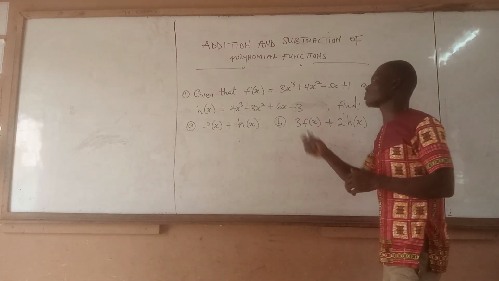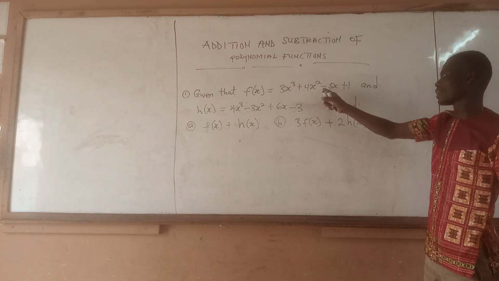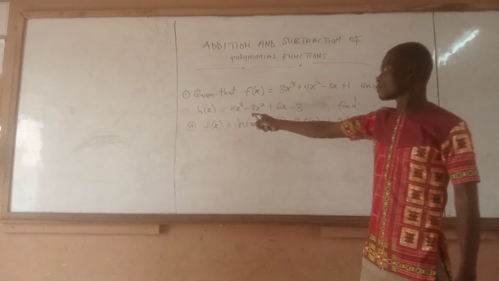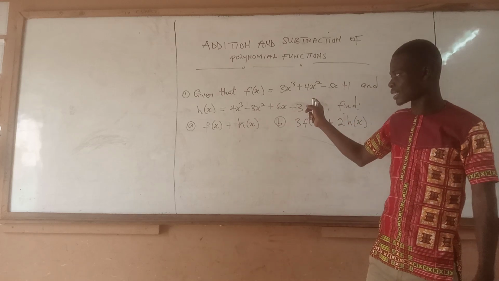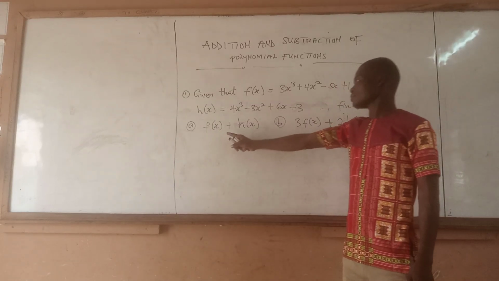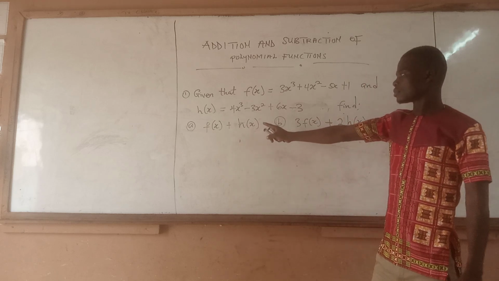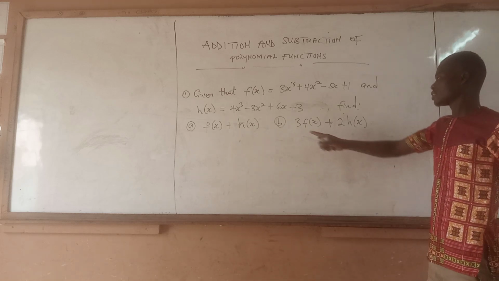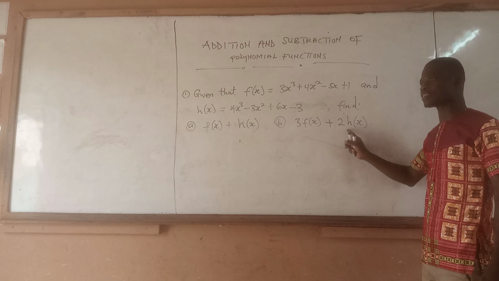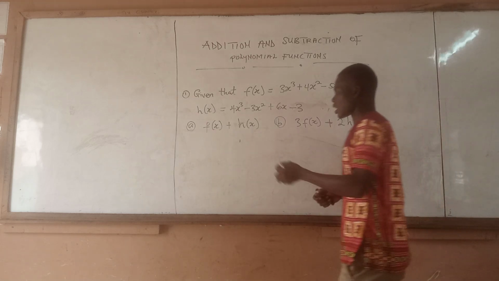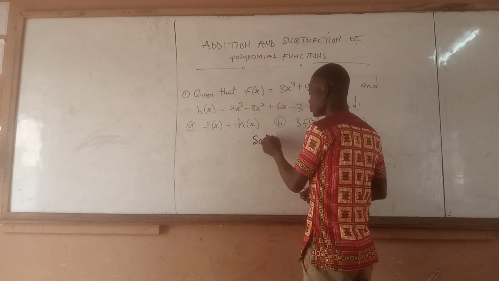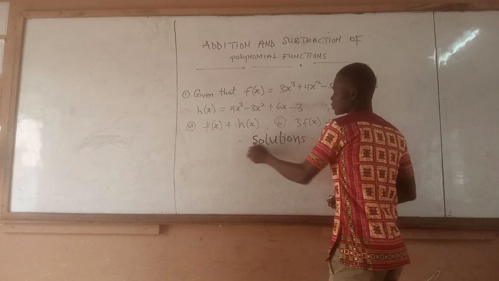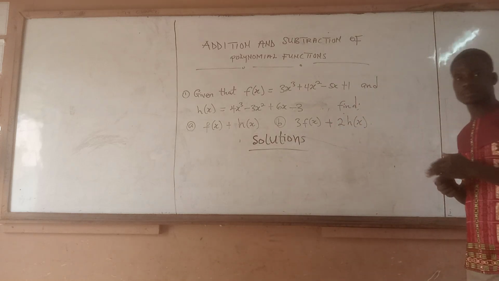Given that f of s is equal to 3s cubed plus 4s squared minus 5s plus 1, and h of s is equal to 4s cubed minus 3s squared plus 6s minus 3. A, find the function f plus function h. And B, we have to find 3 times function f plus 2 times function h. So now let's take our time and solve that question.